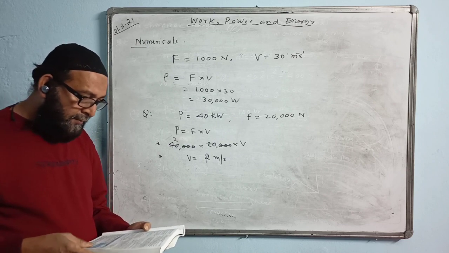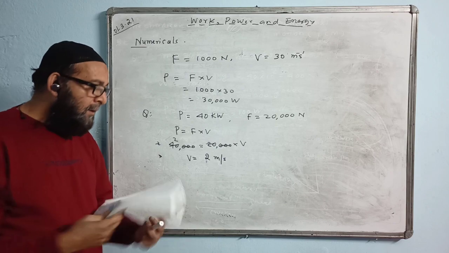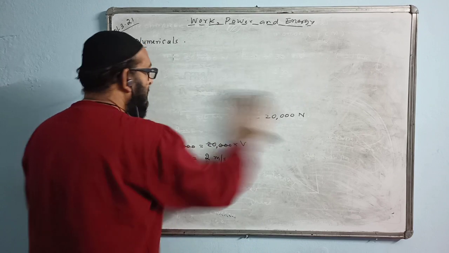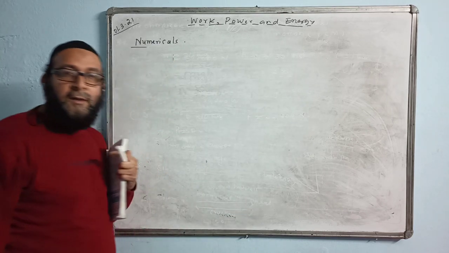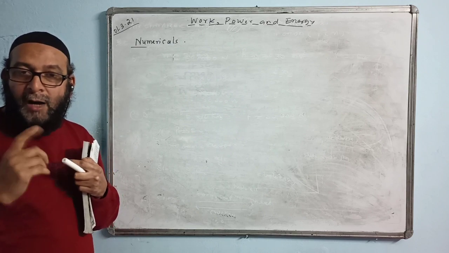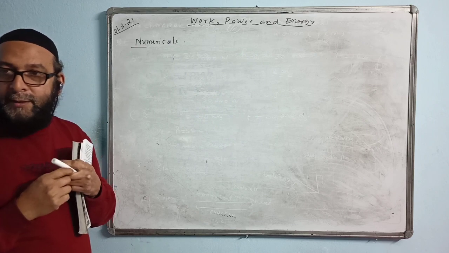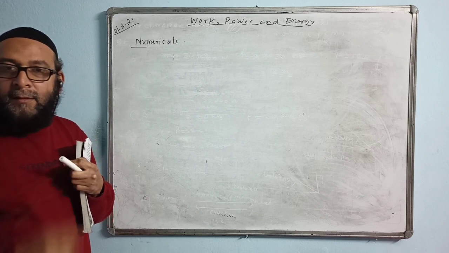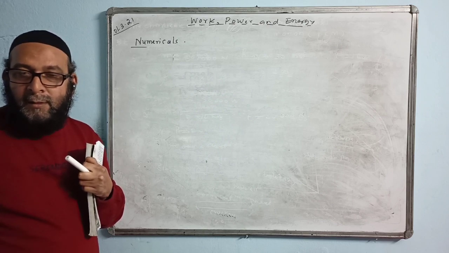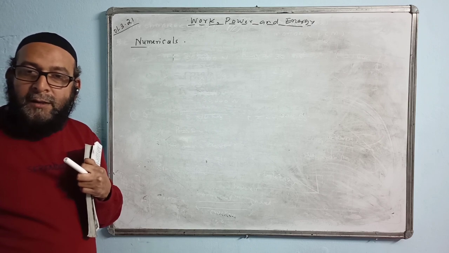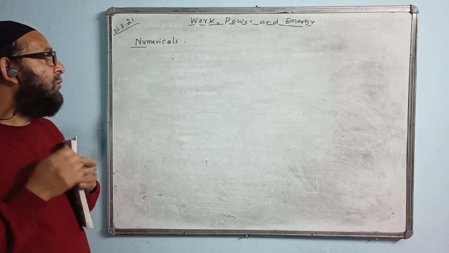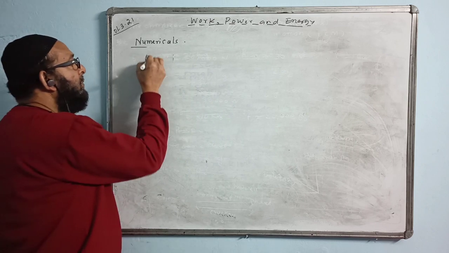Okay, the next question. The question says, the heart, the work done per beat of heart is 1 joule per beat. The work done by heart is 1 joule per beat. Find the power developed by the heart if it beats 72 times in 1 minute. So that is the question. You have to find power.